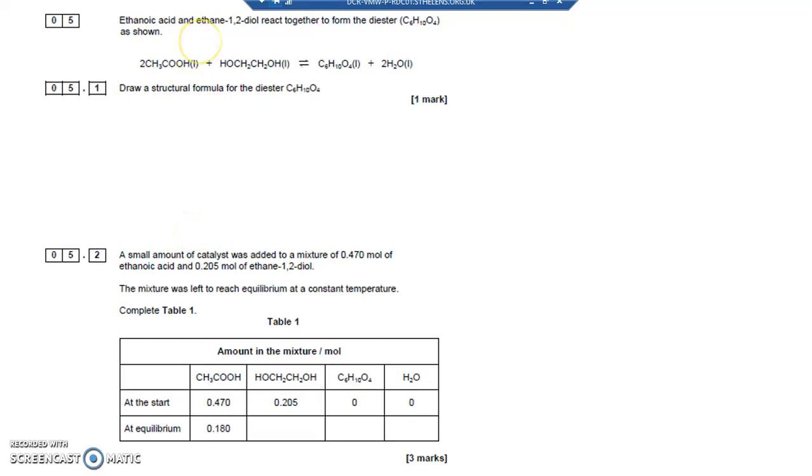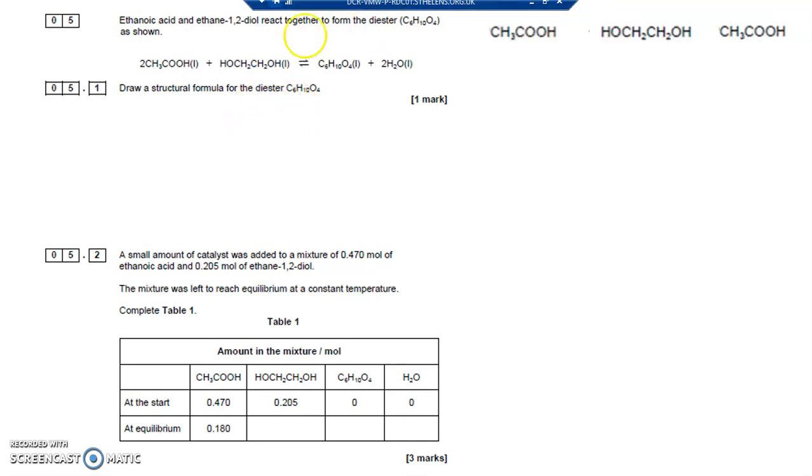Question 5. Ethanoic acid and ethane 1,2-diol react together to make a diester. That's a molecule with two ester links, two COO links in there. And an ester link forms when you have a carboxylic acid reacting with an OH group. So let's have a look what we've got.